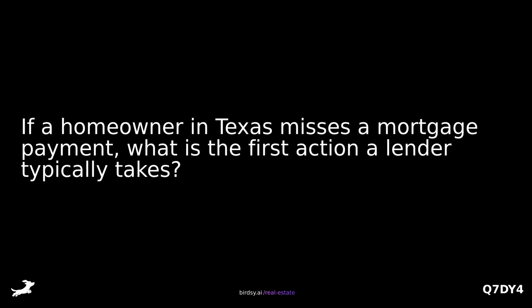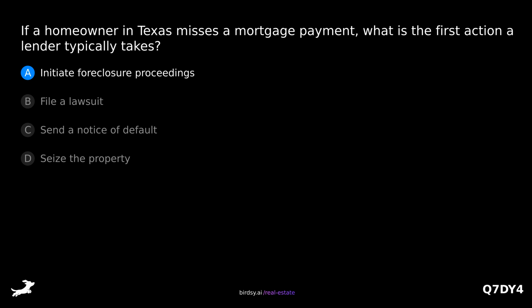If a homeowner in Texas misses a mortgage payment, what is the first action a lender typically takes? Is it A, initiate foreclosure proceedings? B, file a lawsuit? C, send a notice of default? Or D, seize the property? The answer is C, send a notice of default.